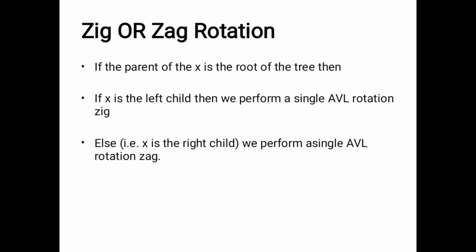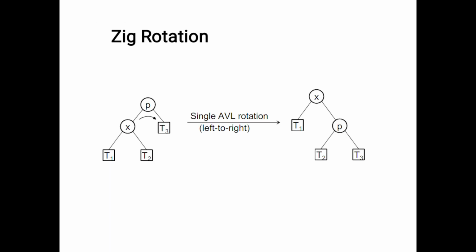If the parent of x is the root, then if x is a left child, we have to perform the single AVL tree zig rotation. Else we have to perform the single AVL rotation, zag rotation. It means we have to check whether the parent of x is the root.